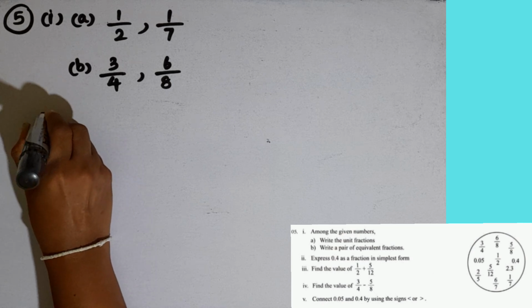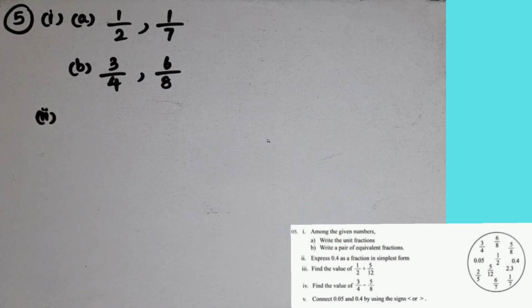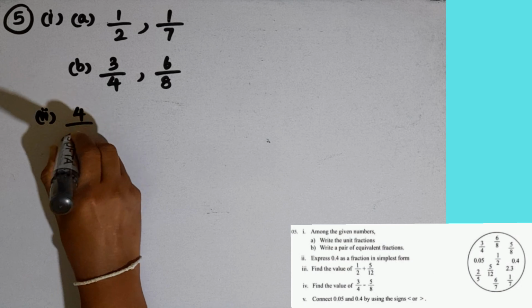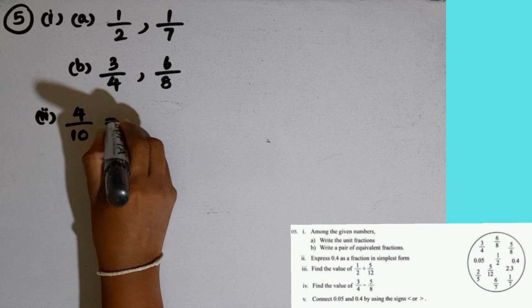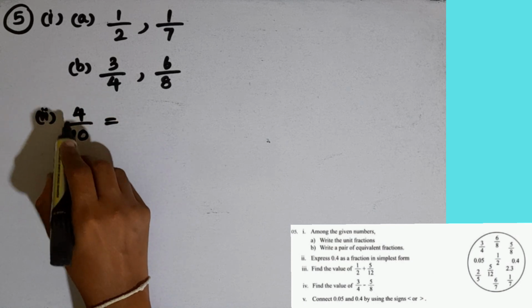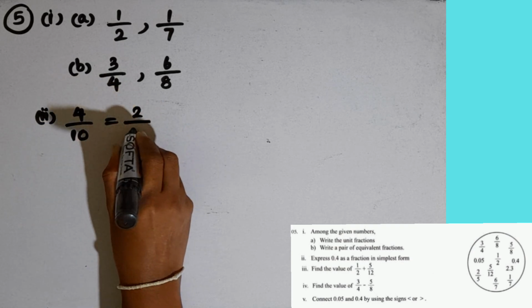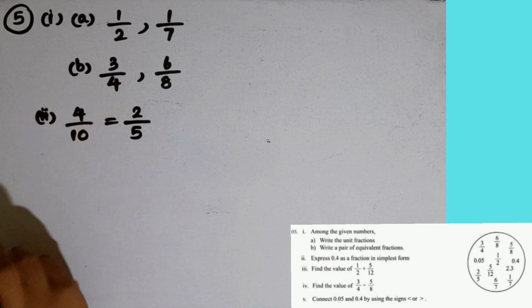Then part 2, express 0.4 as a fraction in simplest form. 0.4 is equal to 4 over 10. Then we can divide both numerator and denominator of this fraction by 2. Then that is equal to 2 over 5. This is in the simplest form.